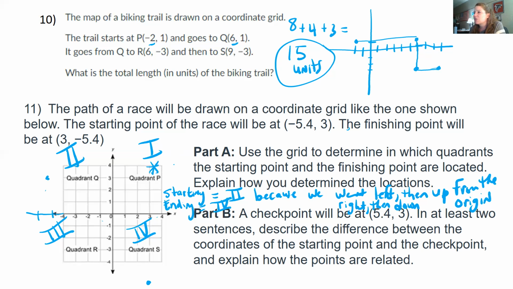In at least 2 sentences, describe the difference between the coordinates of the starting point and the checkpoint and how the points are related. If you notice, the first coordinates are the same number, but they're opposite signs. It's almost like they are reflections over the y-axis. This one was at -5.4, and this one's at +5.4. So one is a reflection of the other.